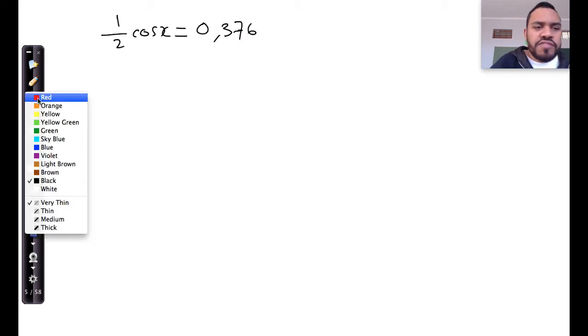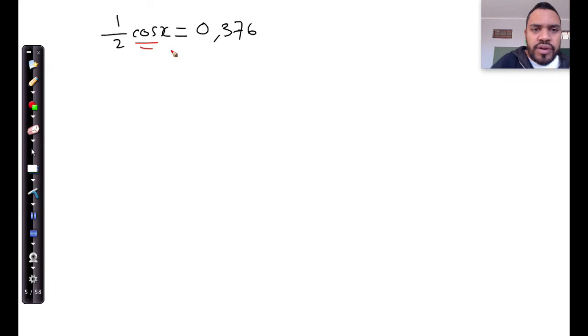(1/2) cos x is equal to 0.376, right? Again, this is of type 1 equations where I've got a ratio and I've got it equal to a constant, and there's my given angle, right? So very, very simple. But I'm going to try and simplify this to make it a ratio on its own.